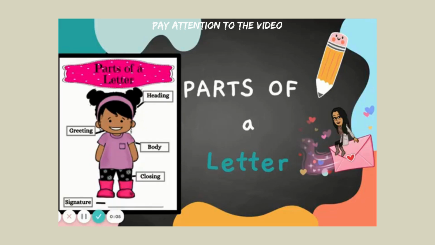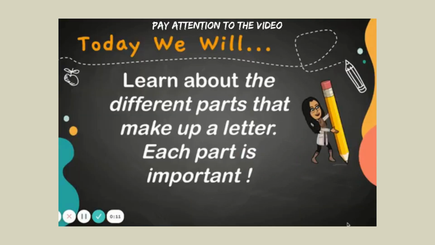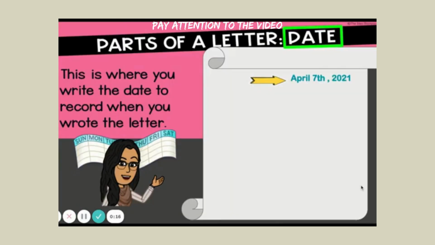back, first grade friends. Today we're going to continue learning about letters. We're going to learn about the different parts of a letter. Each part is very important. Let's start with the date. This is also called the heading. And this is where you write the date to record when you wrote the letter. It goes on the right-hand side. You can add the month, the date, and the year.